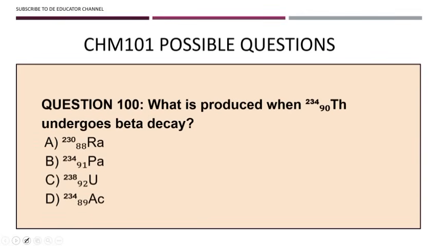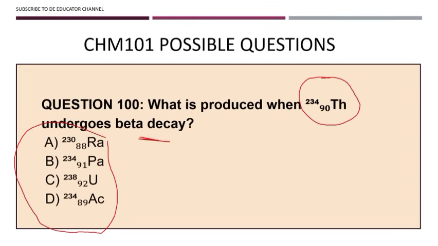Okay. Then 100. The last question for this video. What is produced when this guy here undergoes beta decay? Nothing concerns you about all these options, so you don't really need to know the elements they are. It's not your business. Just know how to calculate it. For beta decay, you should know beta decay is 0 minus 1 E, right? Which means that the lower number here is going to gain 1 electron. And if this lower number gains 1, it will become 91. B.